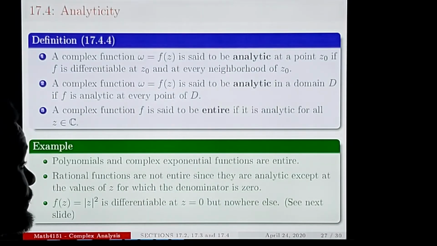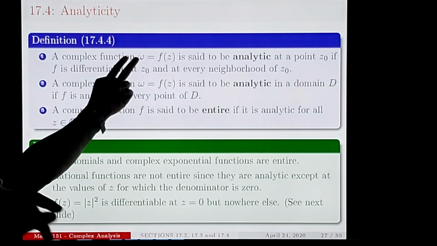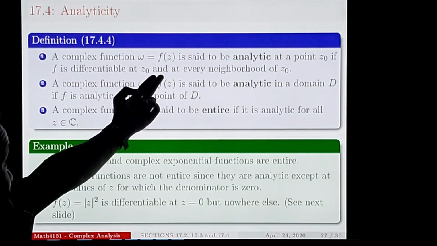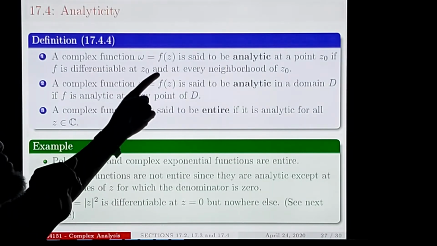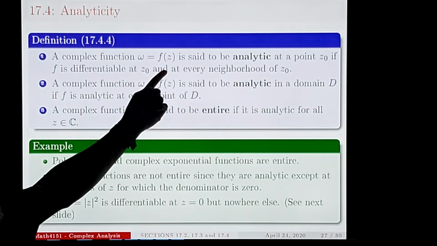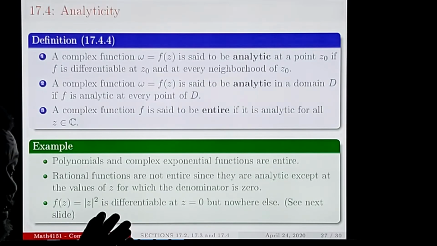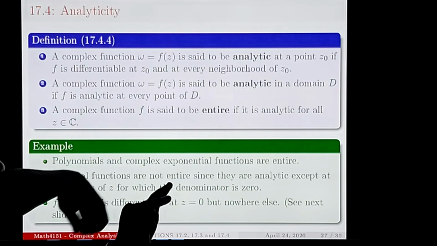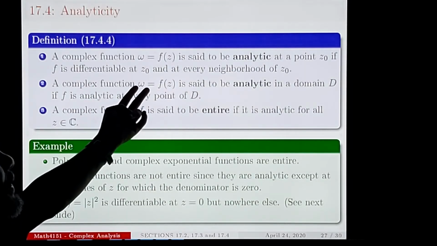So analyticity. When we talk of analytic, well, now this is a definition. A complex function f of z is said to be analytic at a point z naught if, 1, it is differentiable at that point and at every neighborhood of that point. So you can have a function that is differentiable, but it's not analytic. Analytic requires more than differentiability at the point, that is also differentiable around the neighborhood of that z naught. That's 1. 2, the same complex function is analytic in a domain.